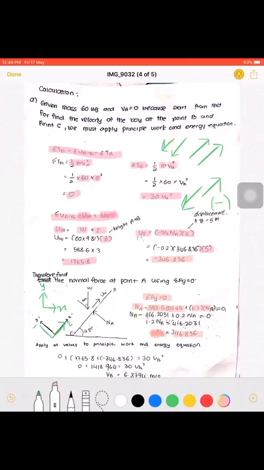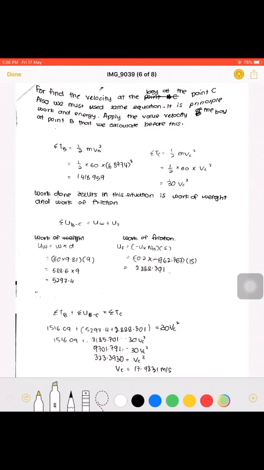We apply the principle of work and energy. This one is 0. This one is UW plus UF equal to kinetic energy at B. Then we get VB 6.8774. So that's it for finding the VB. Question A is not finished yet.